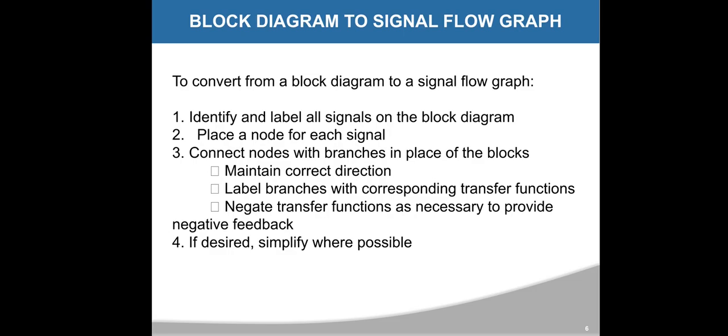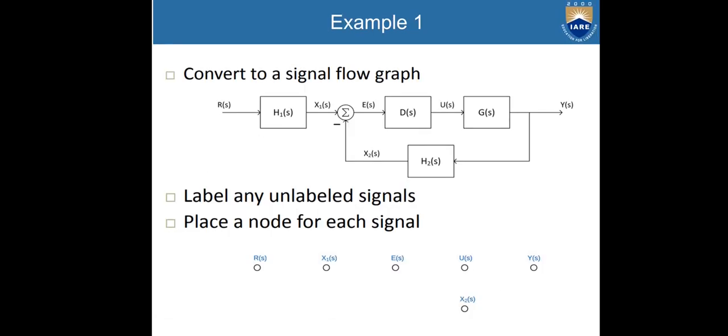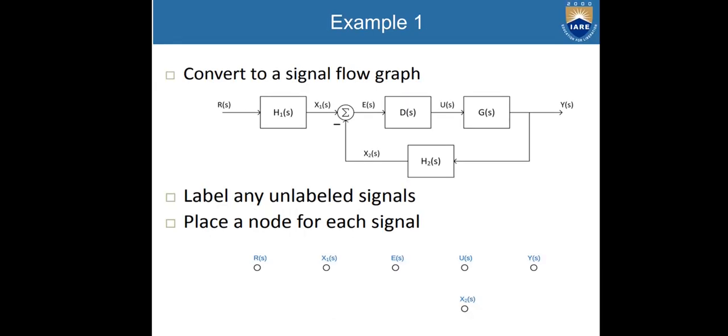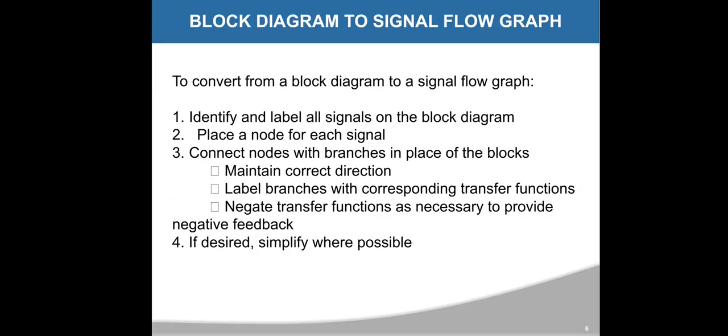The block diagram to signal flow graph. To convert from a block diagram to a signal flow graph, identify and label all signals on the block diagram as shown in the figure. Place a node for each signal. Just make a node for each signal, as shown in the figure, at every point. Connect nodes with branches in place of blocks, as shown in the figure. These are the blocks. Connect them, maintaining the correct direction.